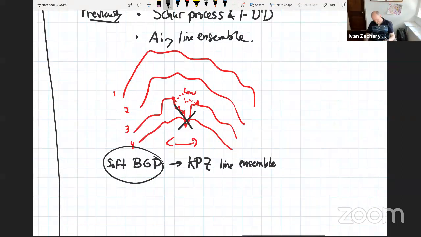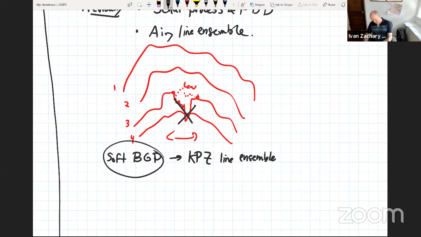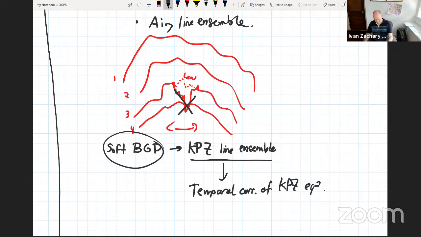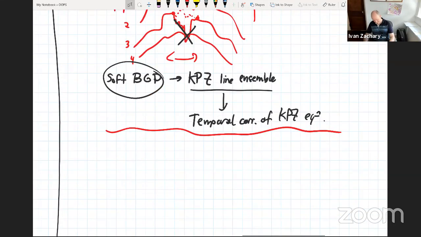Okay, so we're going to talk about the KPZ line ensemble, and then we're going to use it to derive relations of the KPZ equation. Okay, so that's the plan for today. Of course, I'll tell you what this soft Brownian-Gibbs property is. Let me start by defining the KPZ line ensemble.